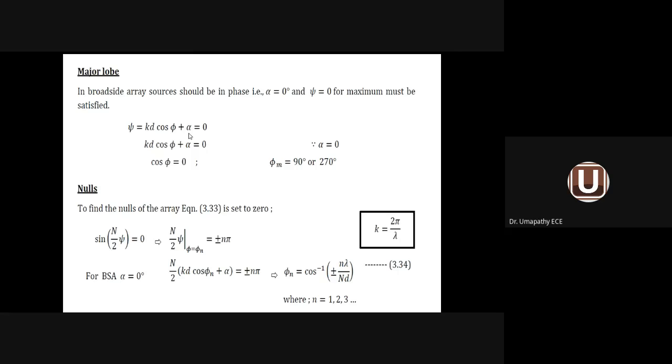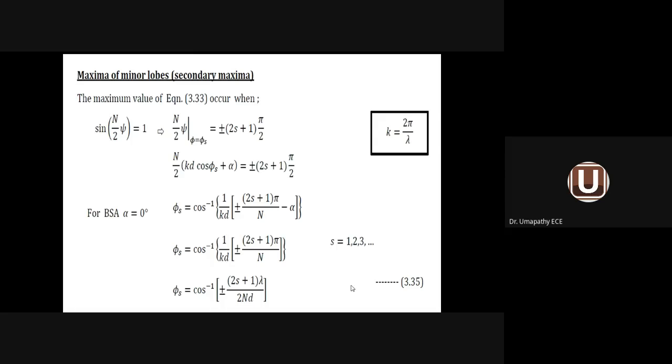So far two parameters we have calculated. One is the angle for the maxima, major lobe. Second one is the angle for the null point. The maxima is given by phi_m equal to 90 or 270. Here phi_n equals cos inverse of n lambda divided by N d.